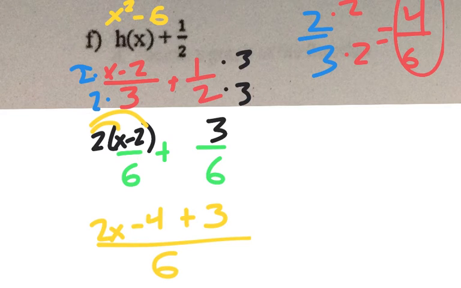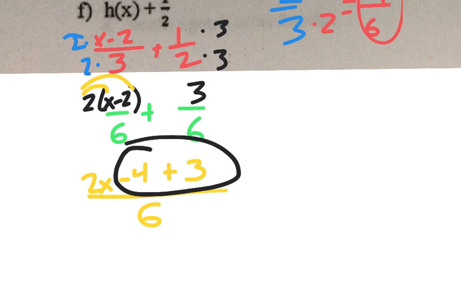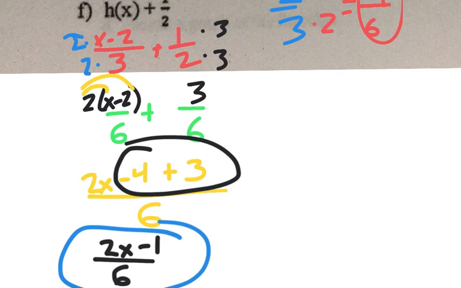Now, are there any like terms in the numerator? Yes, negative 4 and positive 3. So let's combine those. Different sign, subtract. Keep the sign of the larger number. And so I am perfectly okay with this being the final answer: 2x minus 1, all over 6. Questions here?